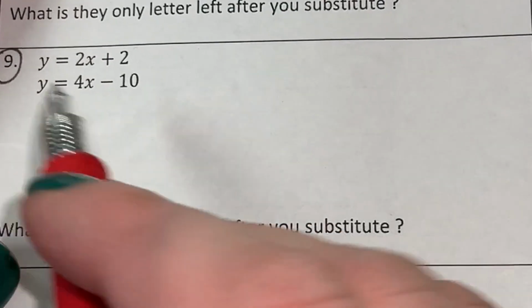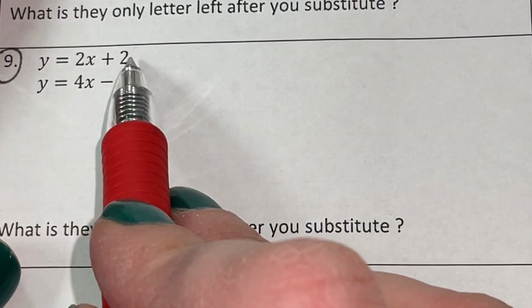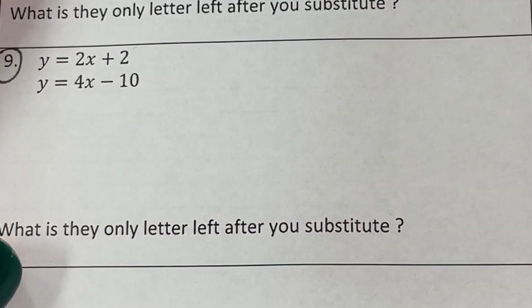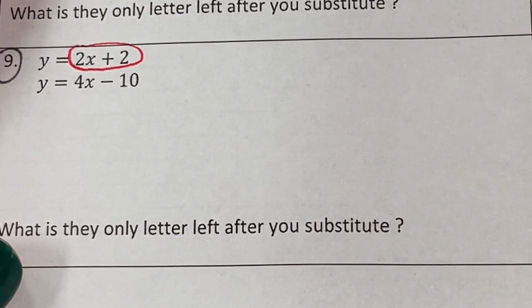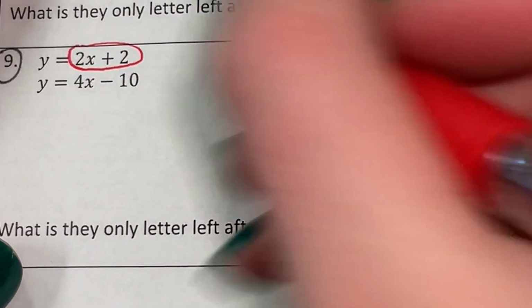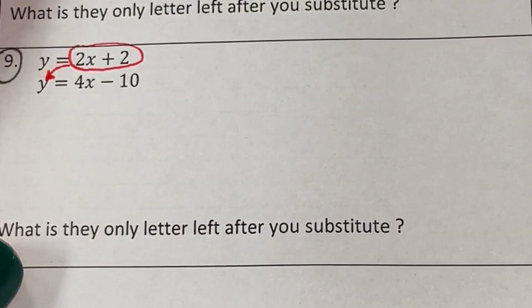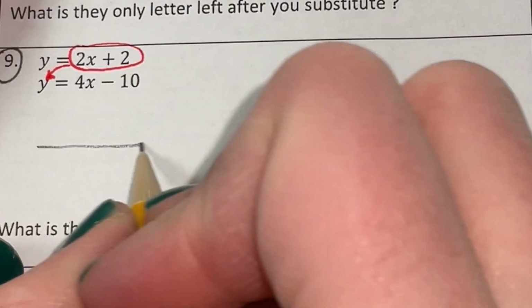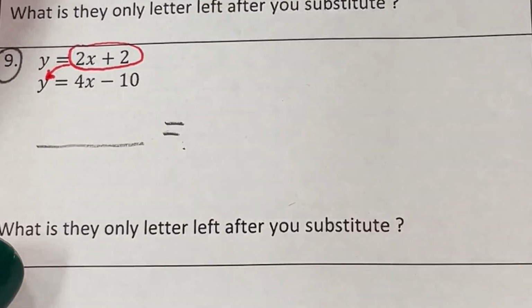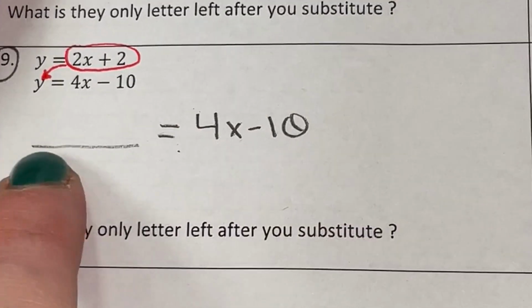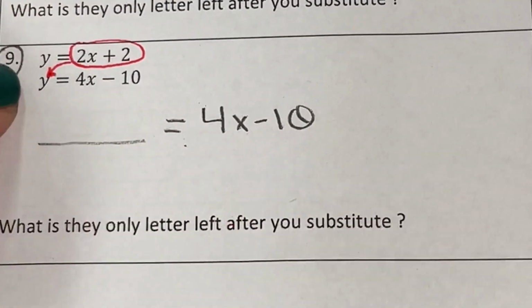All right, so here's number 9. We have y equals 2x plus 2, and then we also have y equals 4x minus 10. So we have both of these y's equaling to some stuff. So I'm just gonna circle this top one here, and it says y equals this 2x plus 2. I'm gonna replace it with the y in the other equation. So I'm gonna do a big blank space, equal sign, and then I have that 4x minus 10. All right, I just have to put a big kind of blank space here because all I'm doing is replacing this y.